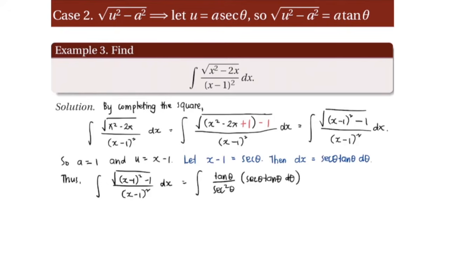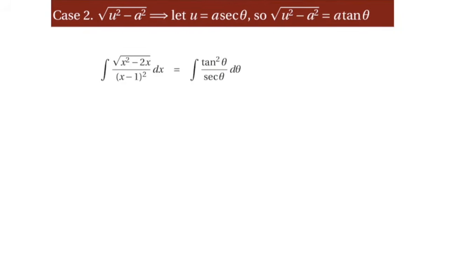And so, to simplify, this is now equal to the integral of, I have tangent squared theta in the numerator, secant theta divided by secant squared, so I still have a secant theta in the denominator. And so our goal is to integrate tangent squared theta over secant theta with respect to theta. For this case, recall from the previous lesson that tangent squared theta can be replaced in terms of secant. So this is replaced here by secant squared theta minus 1 divided by secant theta d theta.